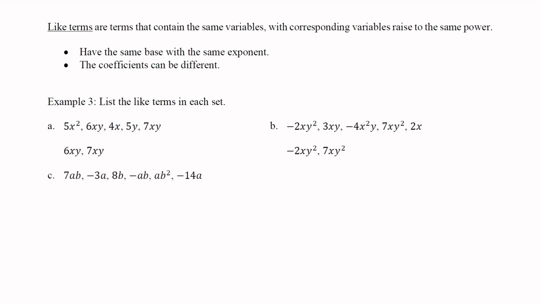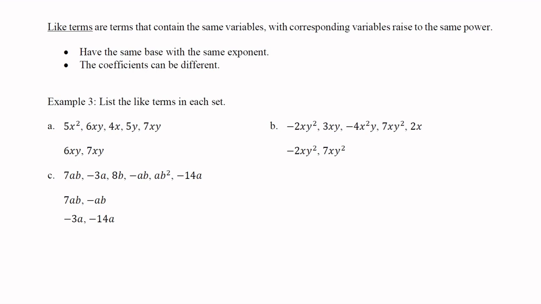For c, we have 7ab. If we go down the list, we have a negative ab. So those would be like terms. Now let's go to our second term. We have negative 3a. If we go down our list, we also have a negative 14a. So those would be like terms. And if we have 8b, there's no other b terms, and we have an ab squared, and there's nothing like that. So those are our two sets of like terms.